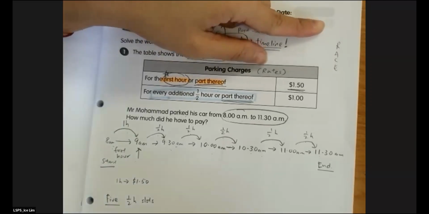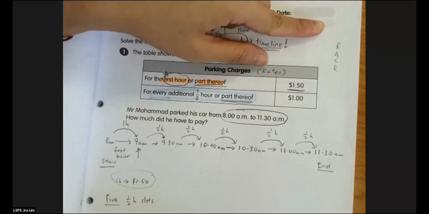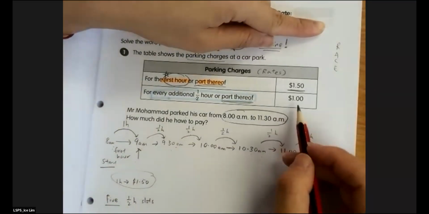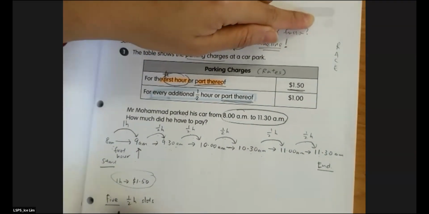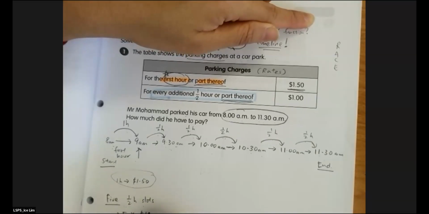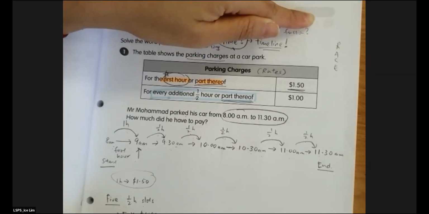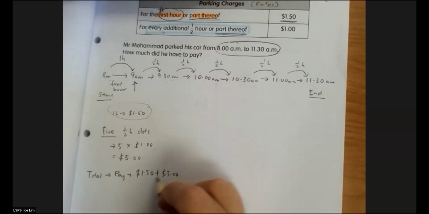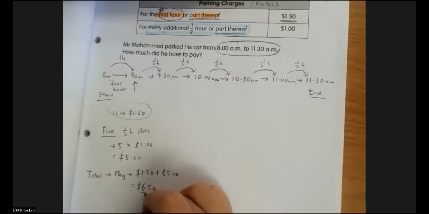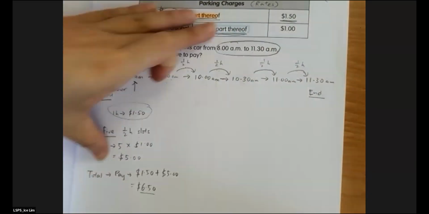Okay, meaning what? Meaning the first hour is $1.50. Then after that, I have $1, $1, $1, $1, $1. Can you understand? So five half-hour slots will be 5 times $1, which is $5. So total charge will be, he has to pay $1.50 plus $5, that gives $6.50. Okay, so this is the first way I write for you to see.